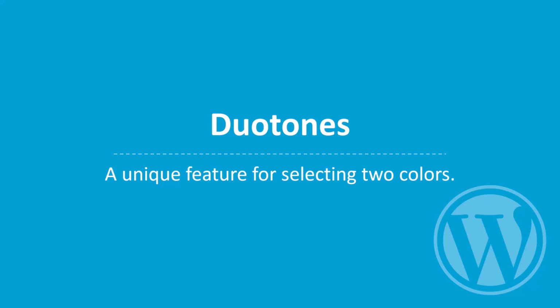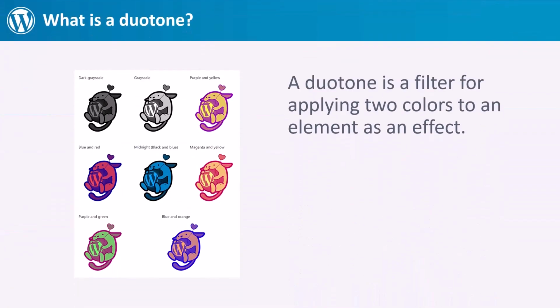In this lecture, we are going to start getting into duotones. This is probably one of the most interesting features for customizing a site with colors. The idea of a duotone is simple. A duotone is a filter that can be applied to images or videos. Essentially, the filter applies to colors. On this slide, I've provided some examples.